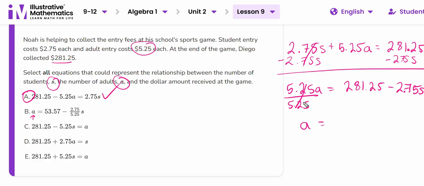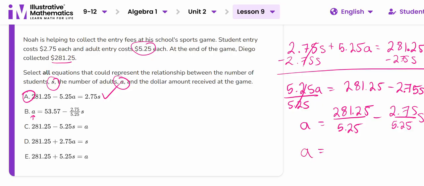Now we want to get the a alone, so I'm dividing both sides by 5.25 because that's going to get the a alone. But if I do it to this side, I have to do it to every single term on this side. So I'm going to have 281.25 divided by 5.25, and I'm going to subtract 2.75 by 5.25. There are too many similar numbers here. And my s is over here. It doesn't go anywhere. It doesn't matter if it's on top or on the side. It's the same thing. So let's check if our numbers work.